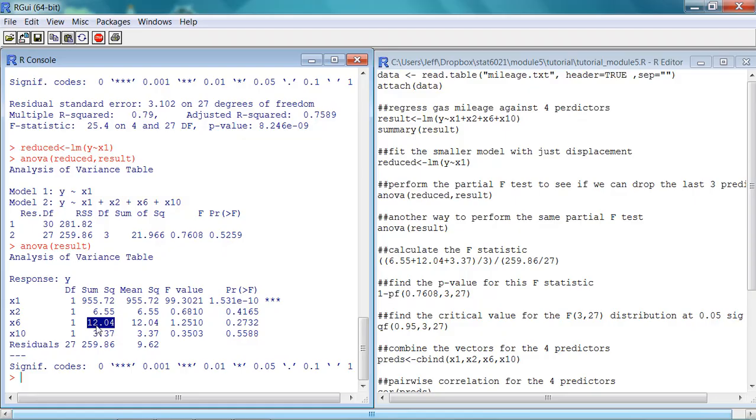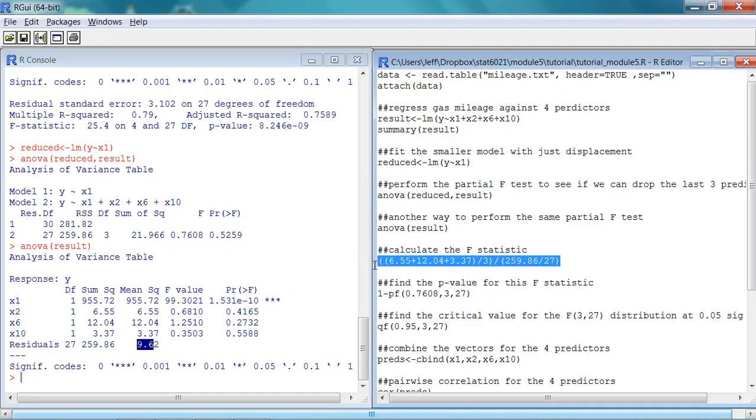So how do we carry out the partial F test? Well, the formula associated with the partial F test is we can find the SSR associated with the predictors we want to drop, right? And divide that by the number of predictors. So it's going to be adding up these 3 sum of squares and dividing those 3 by 3, because we're adding the sum of squares for 3 predictors, and then we divide it by the mean square residuals for the model, right? So the mean square residuals can be found over here, 9.62, or you take 259, right? The sum of squares divided by its degree of freedom, you would have gotten that value. So that's the calculation of this F statistic over here, right?